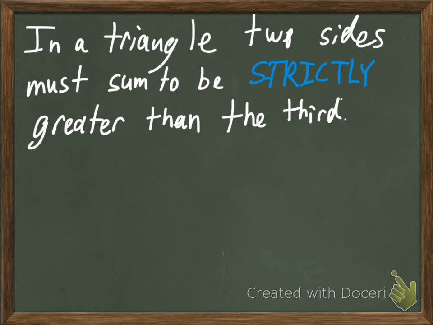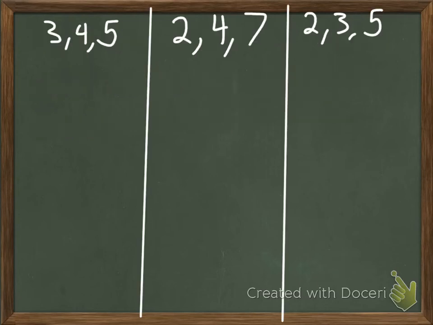Alright, one more property about these triangles. In a triangle, two sides must sum to be strictly greater than the third. Every time. That means if we add two sides together, it has to be bigger than that third side. If it's not, even if it's equal to it, it is not a triangle. It is not a triangle at all. So, here we have three examples. We have a triangle with sides 3, 4, 5, 2, 4, 7, and 2, 3, 5. Maybe they're triangles, I should say, because we're going to test to see.